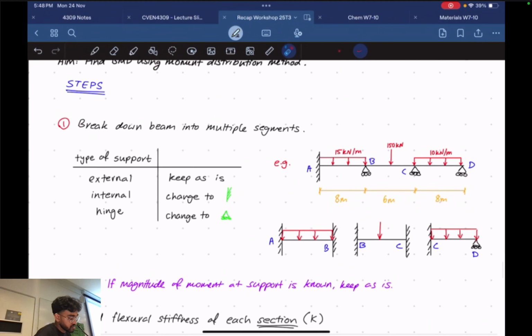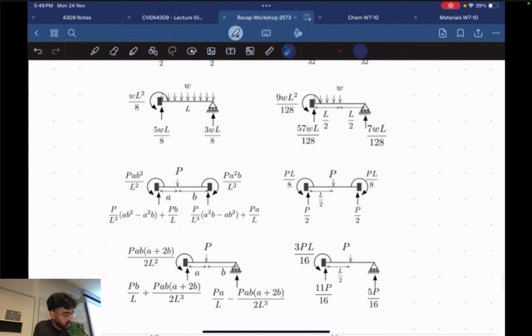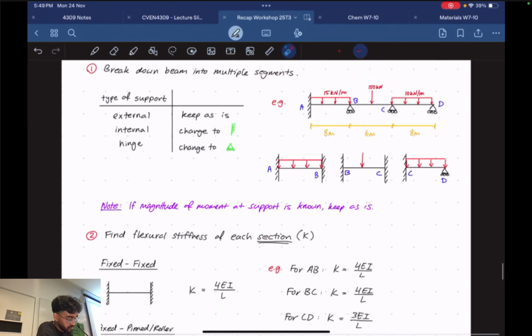You're going to break down your beam into multiple segments. So you've got AB, BC, and CD. If you have an external support, for example, this would count as an external support, and this would count as an external support, you keep it the same. You don't change the support. However, if it's an internal support, like this one and this one, you're going to change that into a fixed support. Similar to what I was talking about with the fixed end moments in that diagram, you're going to have to use that somewhere here. You're going to have to use this as well for the moment distribution.